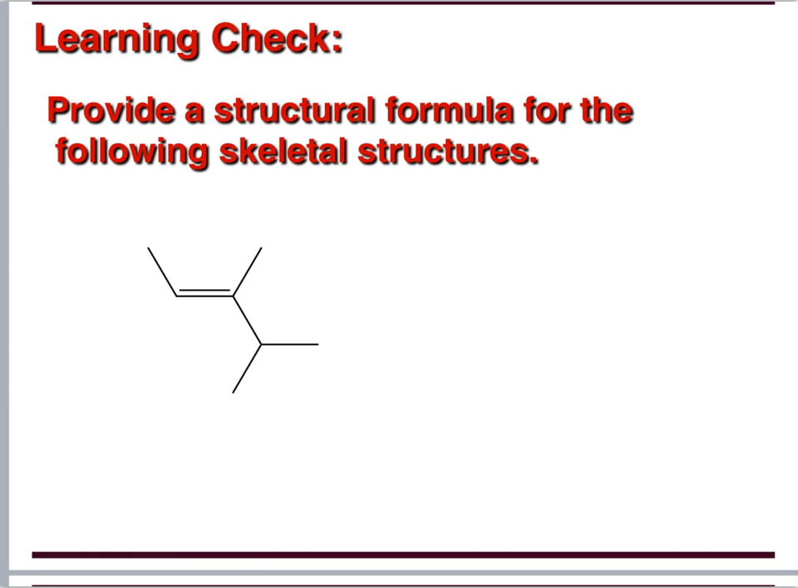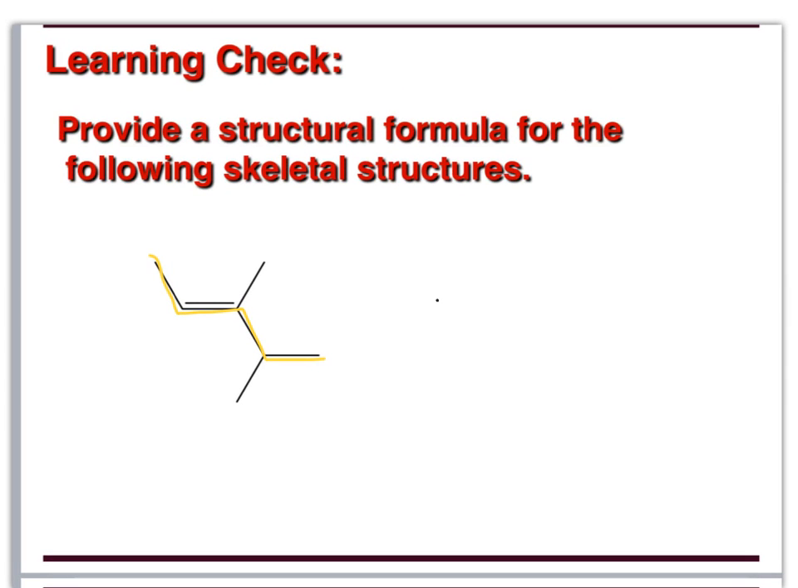Okay, so now how do we go backwards? Again, we're looking for the longest carbon chain. So 1, 2, 3, 4, 5 is the longest carbon chain. So I'm going to draw exactly that chain. 1, 2, 3, 4, 5. And then I also notice at carbon number 2 to carbon number 3, I have that double bond. So I need to put that double bond in at carbon number 2 to carbon number 3.